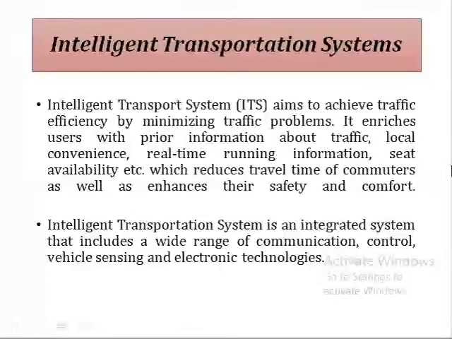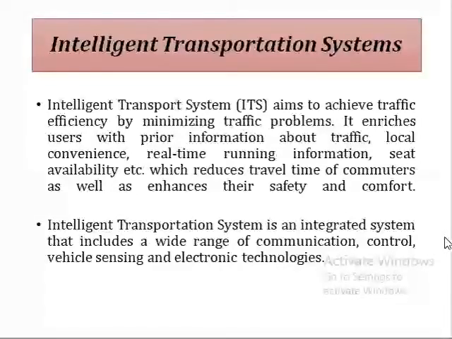Now, I will connect some part of intelligent transportation system with traffic control devices. First of all, we'll study the definition: what is intelligent transportation system. Intelligent transportation system, ITS, aims to achieve traffic efficiency by minimizing traffic problems. It enriches users with prior information about traffic, local convenience, real-time running information, seat availability, etc., which reduces travel time for commuters as well as enhances their safety and comfort.